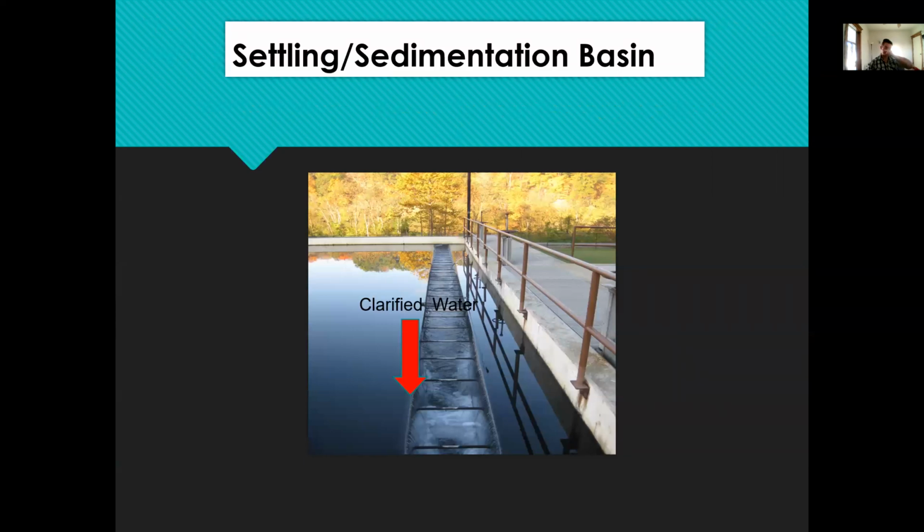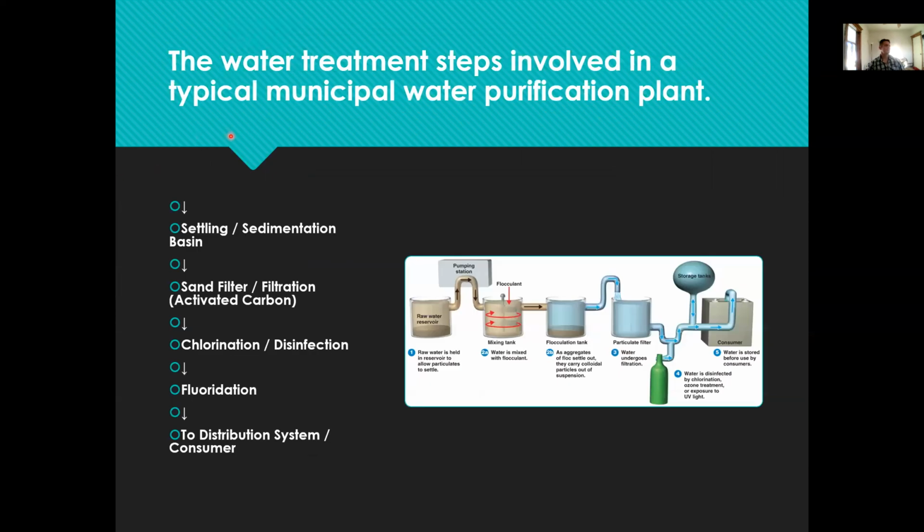And this is what one of those tanks would look like, where the water is just allowed to stand, and for these other particles to fall out of suspension. So moving on from where we left off with the previous one, to our settling and sedimentation basin, then we will have the filtration happening.